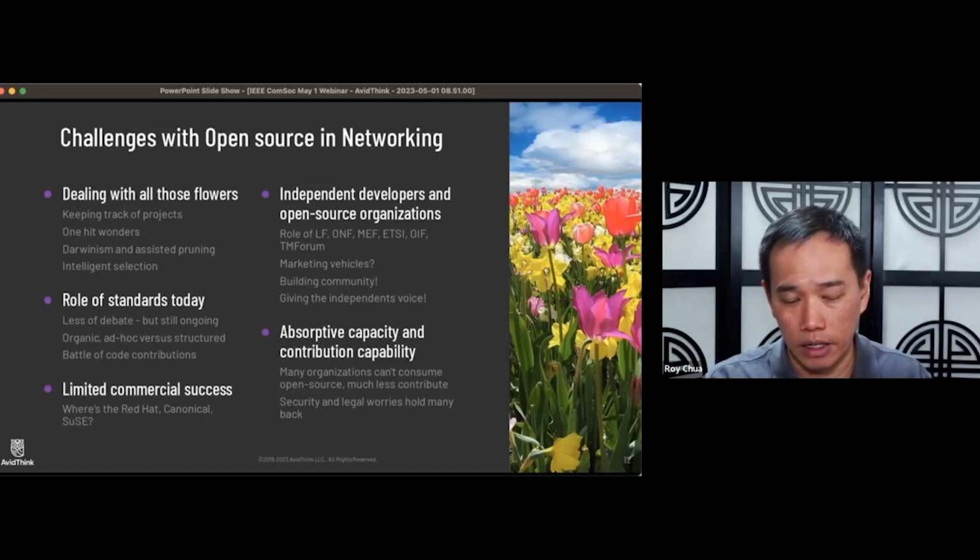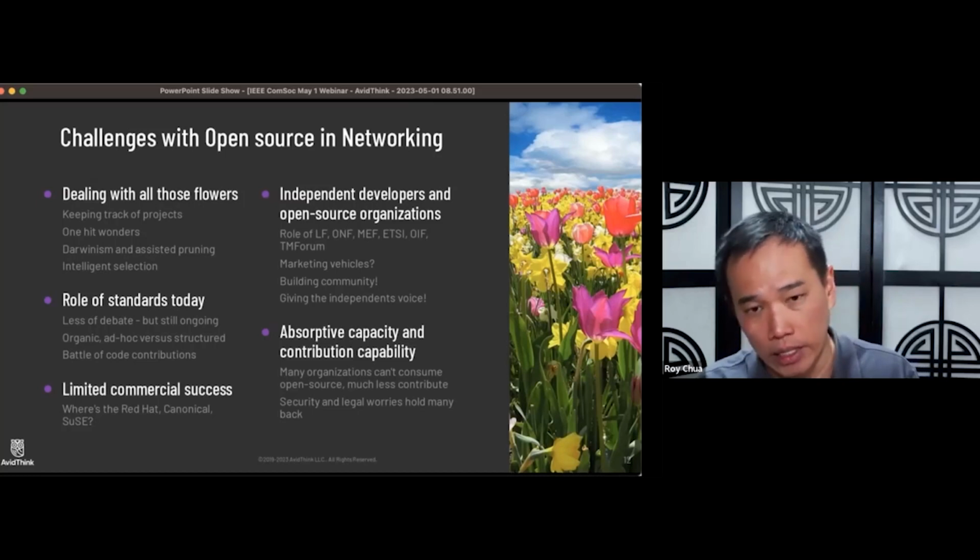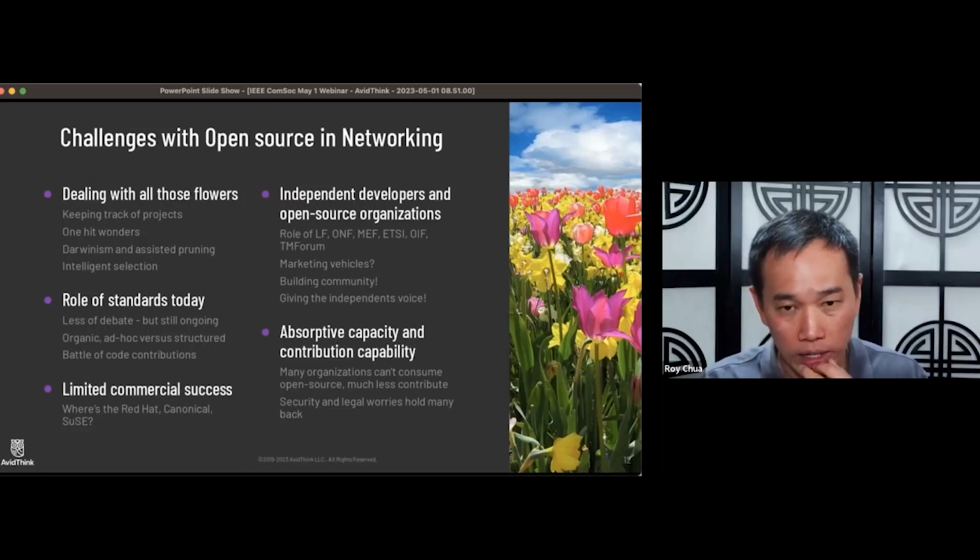Fundamentally, a lot of times what we run into is this absorptive capacity and contribution capability. What that basically means is that a lot of organizations can't consume open source easily, much less contribute. They don't have the capabilities. They don't know how to. They may not have the talent to. They certainly don't understand how to do it from a business standpoint. And sometimes they worry about security and legal worries. I know that the open source organizations continue to fight that and push that and try to educate as best as they can. And that continues to be the case. That's not an open source and networking problem per se. It's an open source problem in general.